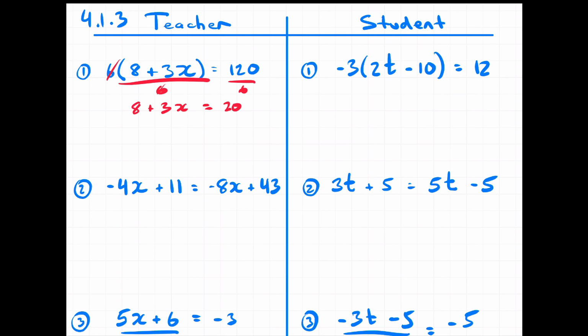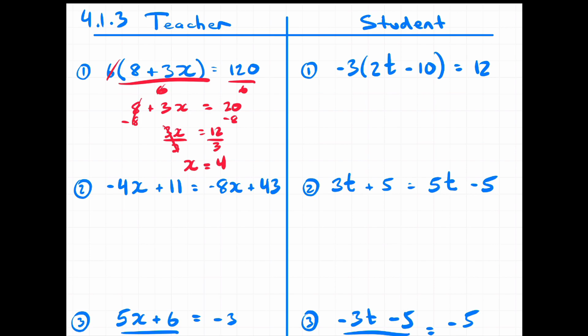Okay, so we're basically back to a two-step equation like we had in lesson 1.2. So I just need to follow the steps that we did in that lesson. I'm going to subtract 8 from both sides first. I'm left with 3x equals 12, and finally divide both sides by 3 so that I have x equals 4.